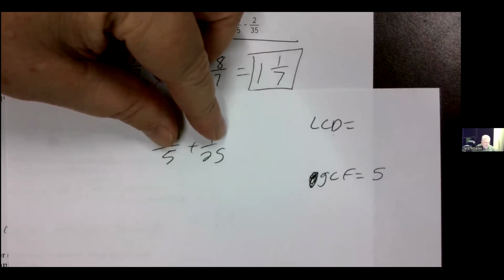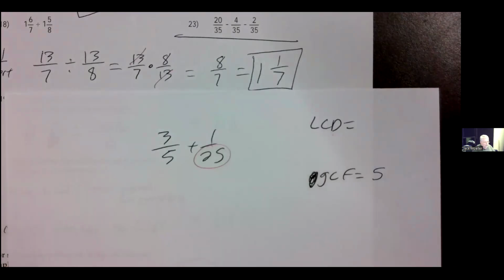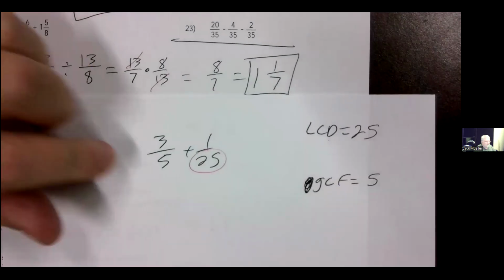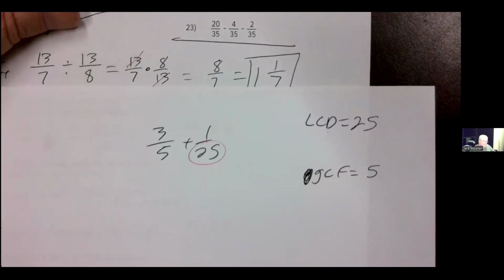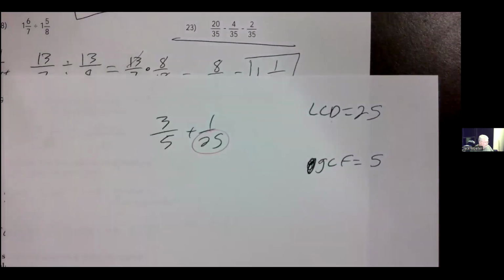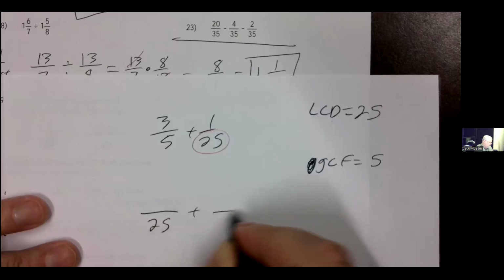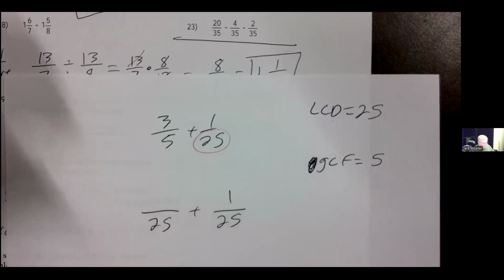And here's a tip. Always check your biggest one. A lot of times your biggest denominator is your LCD. And since 5 does go into 25, that means 25 is the smallest number both of those will divide. All right. So now we need to get 25 on the bottom of both of these and do it correctly. So we need to convert 3/5 to something over 25. And the 1 over 25 already has 25 on the bottom, so there's no extra work on that.